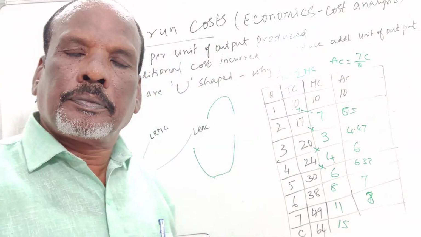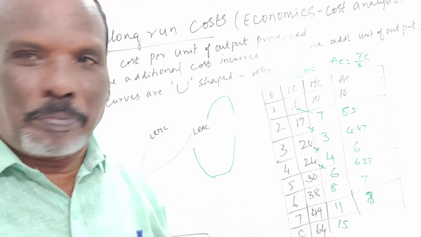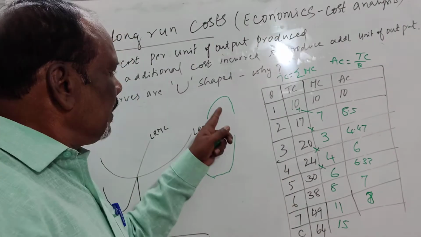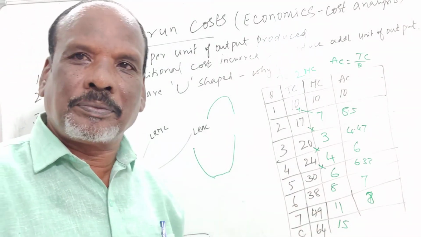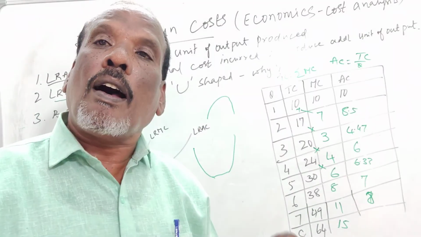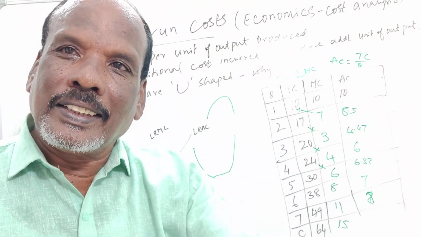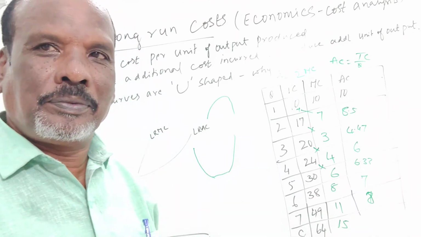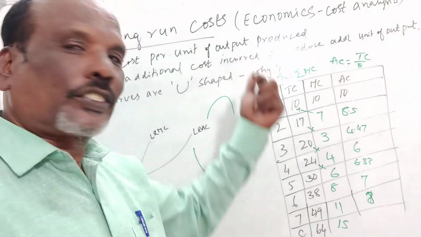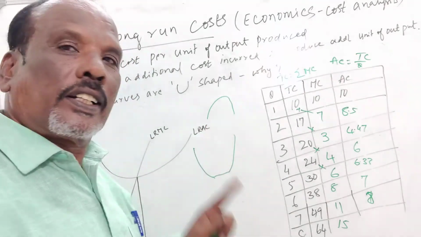And you know the product MP curve. MP curve will be inverted U-shaped. So it is increasing, constant, and diminishing. Just opposite in case of cost. Right? When there is the application of the law of increasing returns, there will be falling cost. It is constant, it is horizontal. Then it starts rising. So this is the marginal product curve and this is the cost curve.